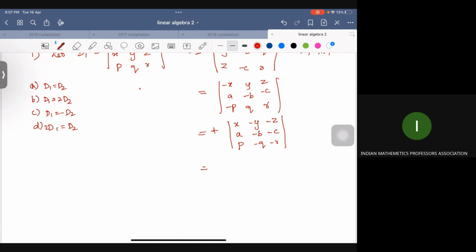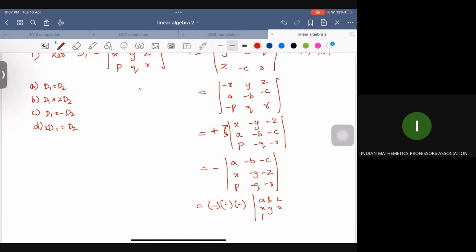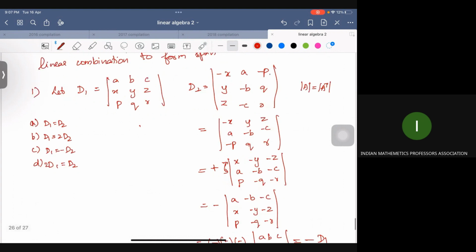I am interchanging these two rows. So by interchanging these two rows, I have to multiply by minus sign. So a minus b minus c, x minus y minus z, p minus q minus r. Taking minus from the second column and taking minus from the third column, I'll get minus into minus into minus into the determinant ABC, XYZ, PQR, which is nothing but minus D1. So I have obtained D2 is equal to minus D1. So this is the correct option.